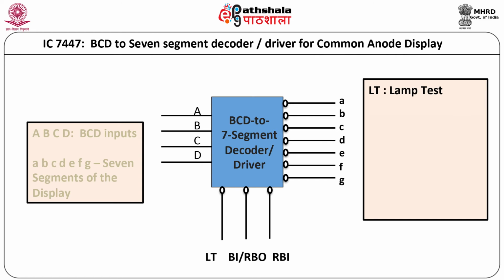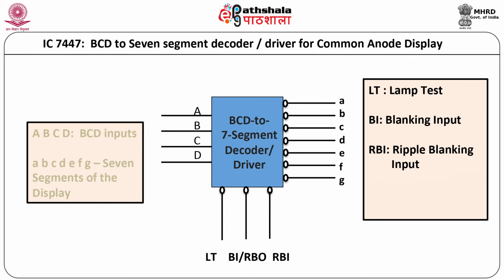LT, that is lamp test terminal, is to test all the 7 segment displays. As it is an active low input, low on this pin turns on all the LED segments of the display. In normal decoding application, this terminal should be connected to logic high. Let us now talk about BI, that is blanking input. If this terminal is connected to low level, the display is switched off irrespective of BCD inputs. This is used for conserving the power in multiplex display application.